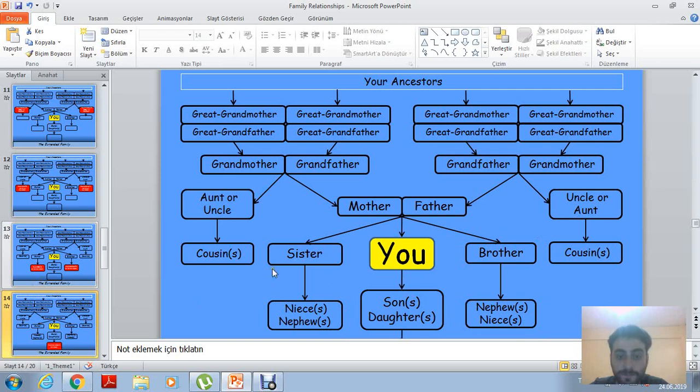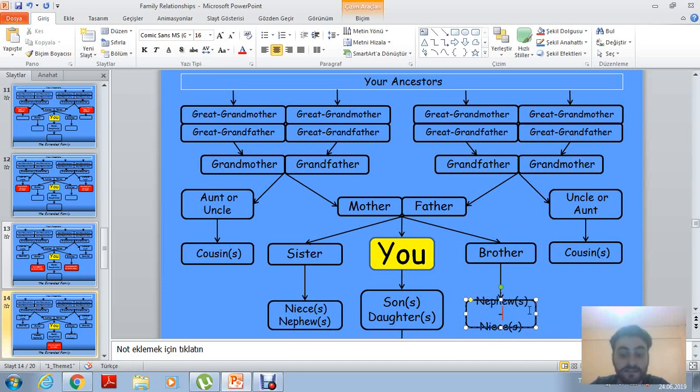And now, if your sister or your brother has children, they are your nephews and nieces. If your brother's child is a boy, it's a nephew. If it's a girl, it's a niece. If it's a boy, it's a nephew. If it's a girl, it's a niece.